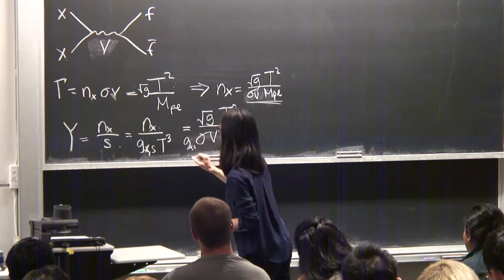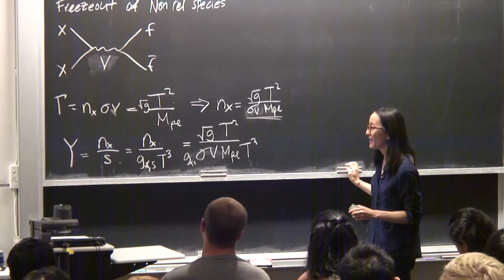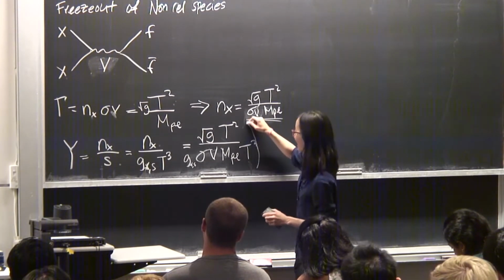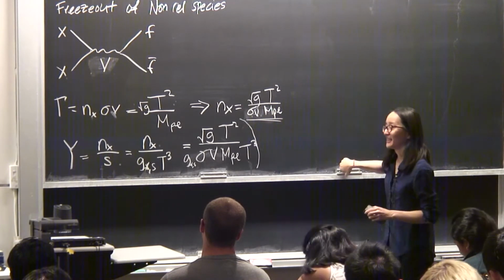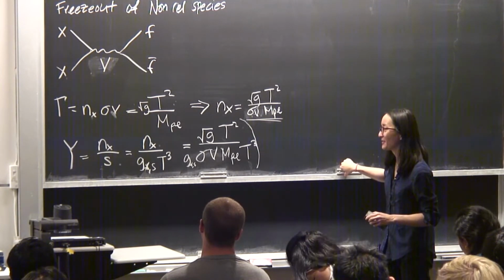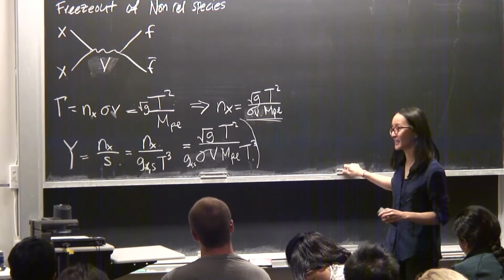So I'm probably going to ignore all these g-stars in the end, but we'll see. Okay, so now I have... sorry, it's all the way down here. I have... that was a very quick and dirty way of getting the freeze-out relic abundance for non-relativistic species.